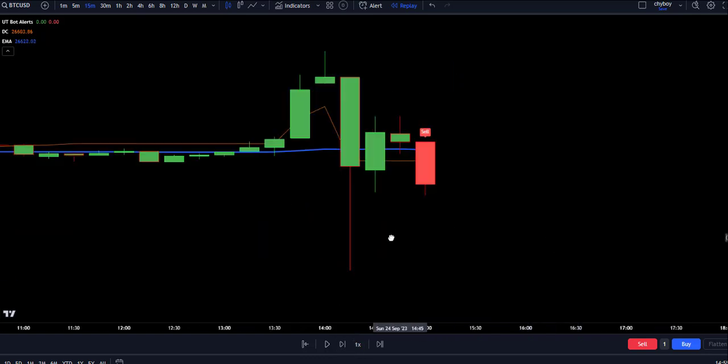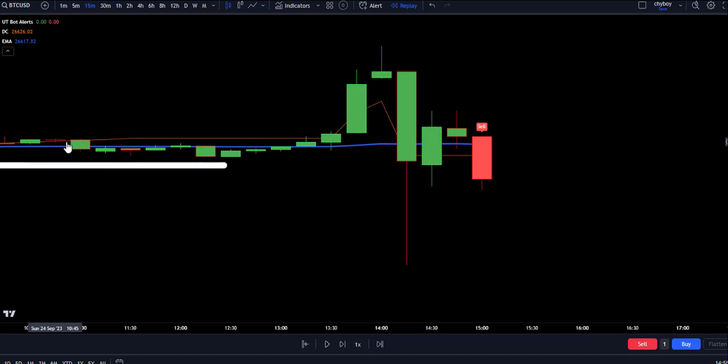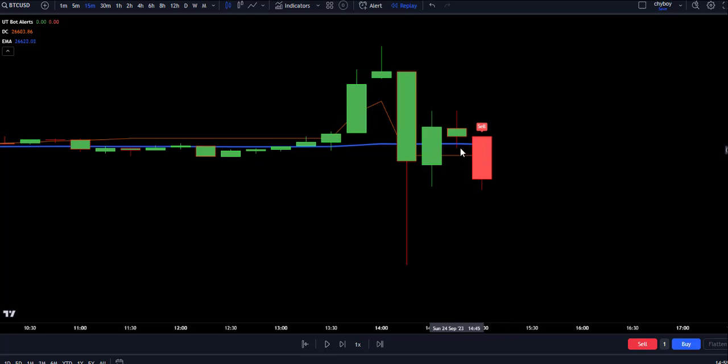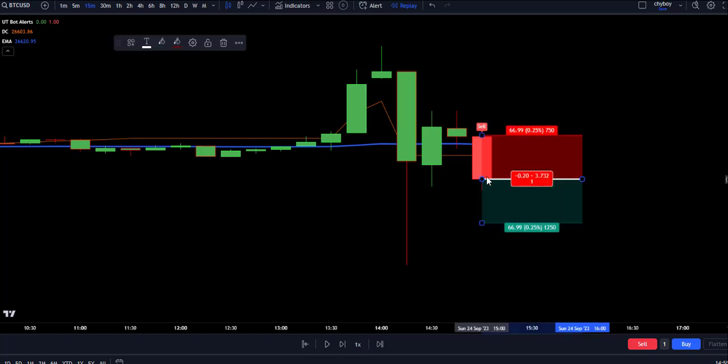For example, here you see that price has been ranging, and on looking closely you see that this single candle has crossed below both the EMA and the basis line of the Donchian channel, and is the same candle carrying the sell signal. Then we can enter a trade, setting our stop loss above the high and targeting a 2 risk-reward ratio.